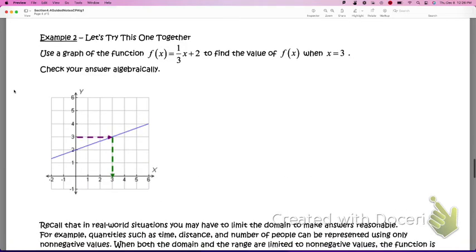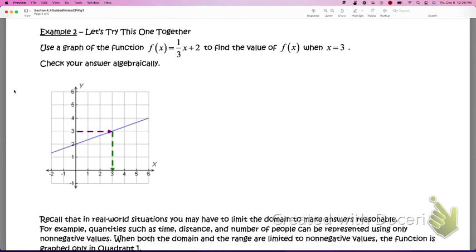All right, so let's do another one together. Here is the line 1/3 x plus 2. I want to figure out what f of 3 would equal. So on your x-axis, go to 3. When we go up, where is my y value at that ordered pair? Well, it's over at 3. So f of 3 would equal 3.